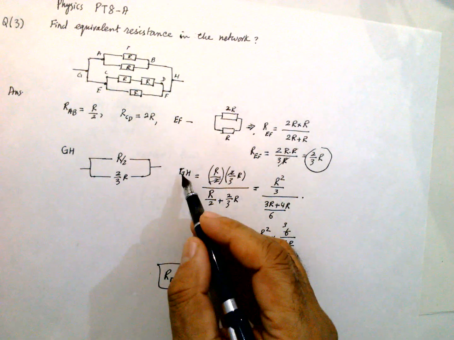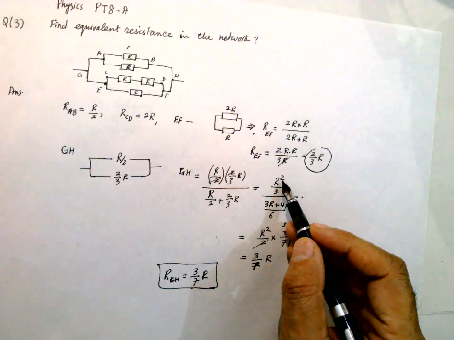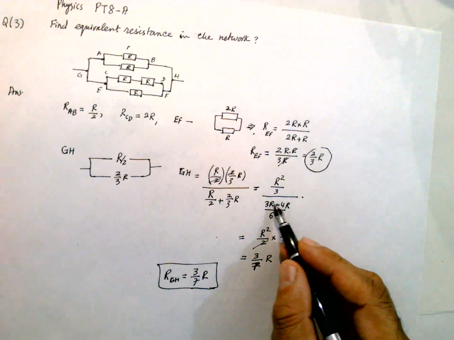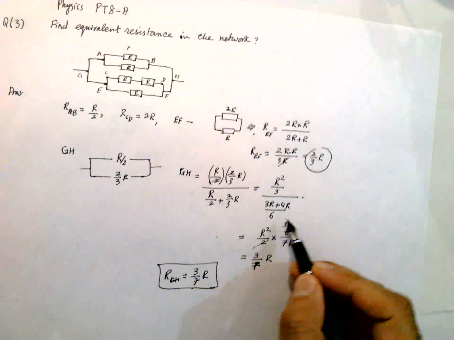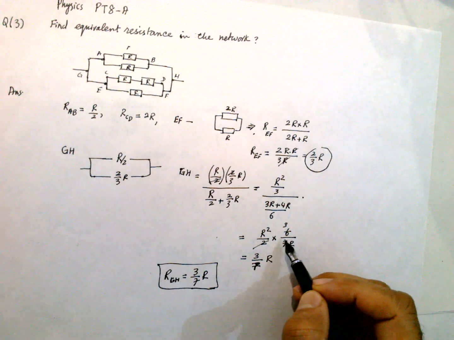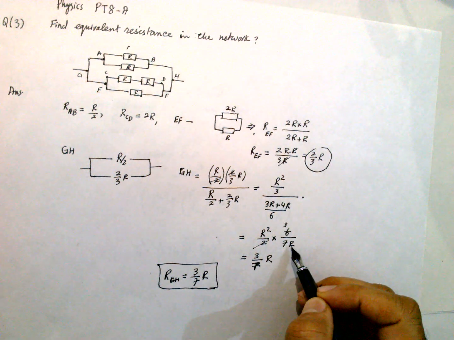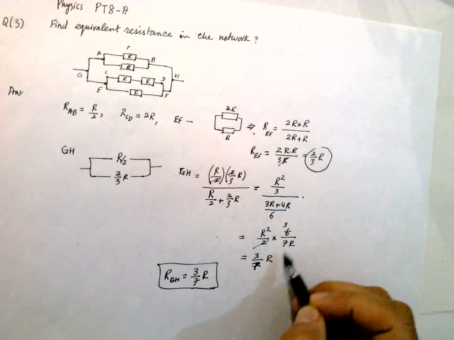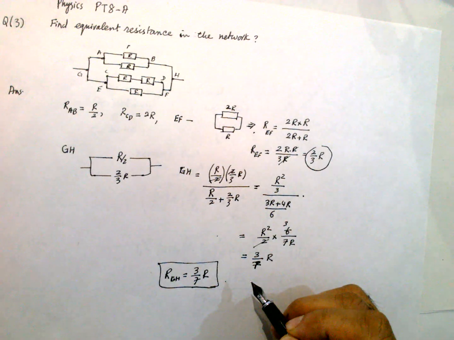And then it will be in parallel. So this will be a combination of these, and add them together. So this will be R squared by 3, and then add them together. So 3R plus 4R by 6. So this will be R squared by 2 divided by 7R by 6. So this will be equal to 3 by 7R. So this will be the answer.